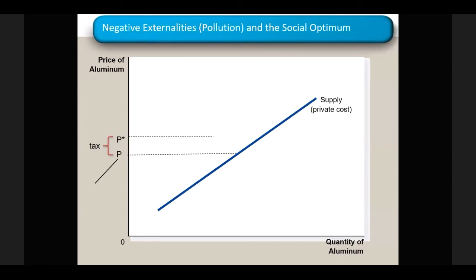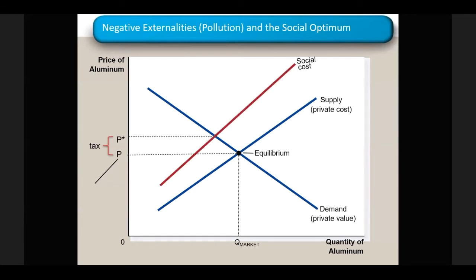In this case, we have the supply curve, which denotes the private cost or private marginal cost. The demand curve here denotes the private value or private marginal benefit. So if the market wants to produce, it will produce Q market and then charge the price P, and that's the equilibrium. But we know that because of external costs, the red line shows that there are external costs which have been added to the private cost. So when you add the external cost to the private cost, the curve moves upwards.